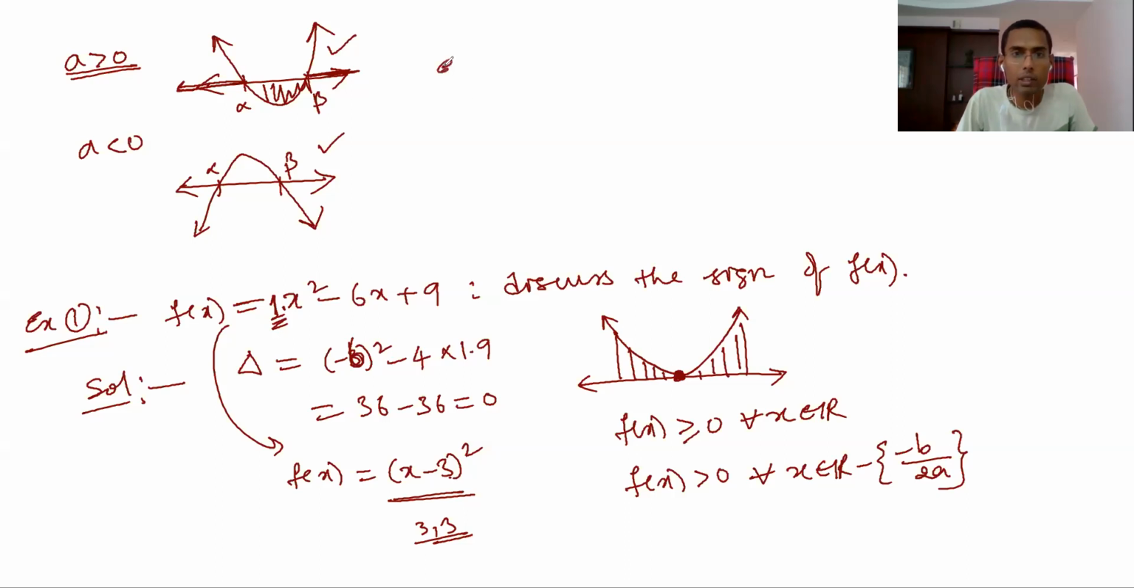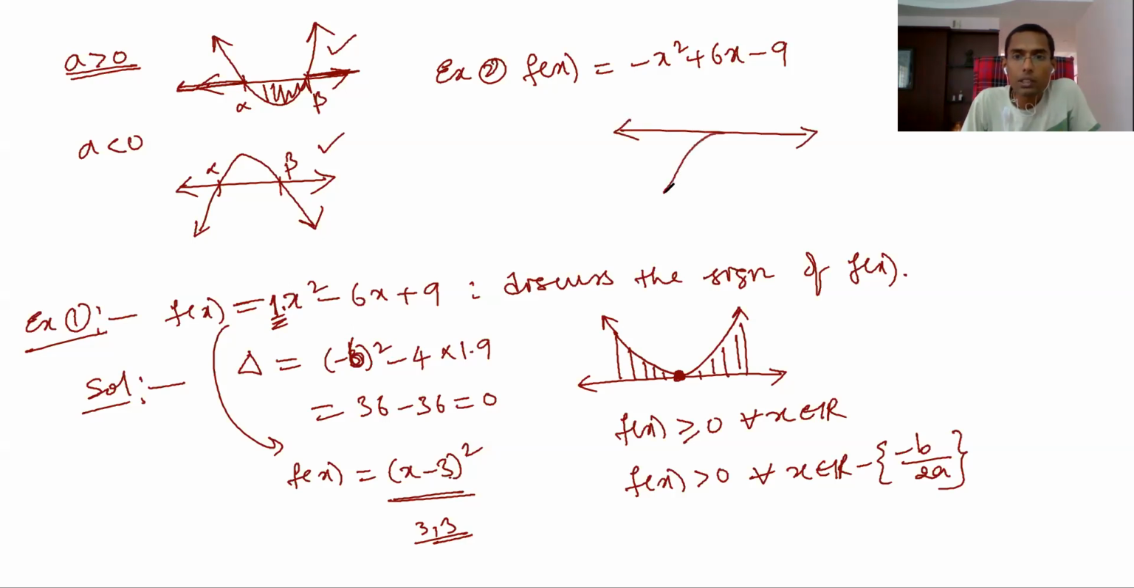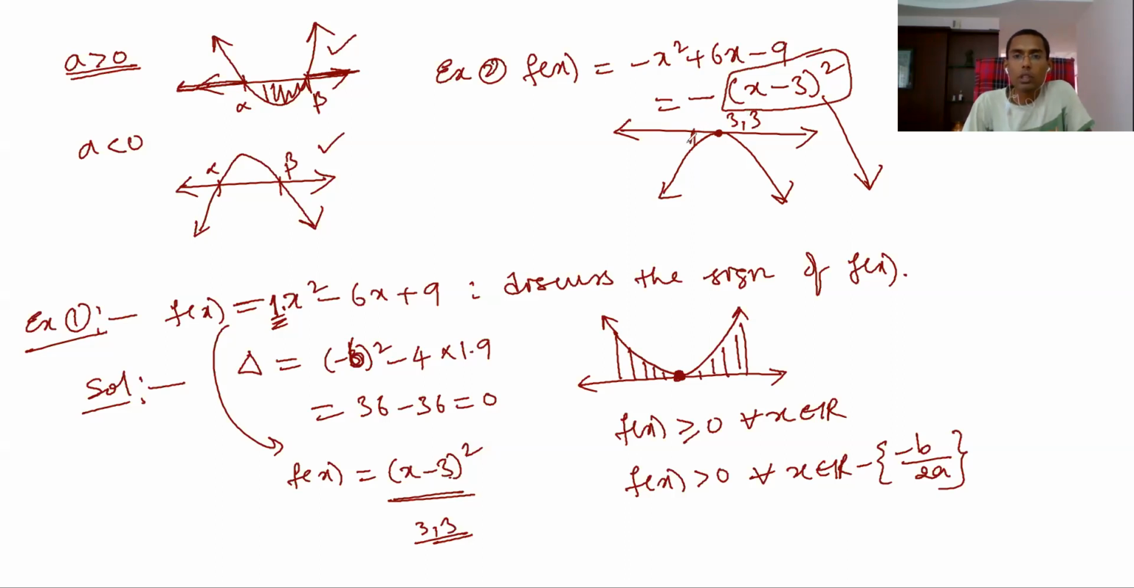So now let's take another example. f of x equal to minus x square plus 6x minus 9. This one will be like this, because if I take minus common, what are you going to get? x minus 3 whole square only. So what are the roots? 3 comma 3 only. So at 3 it is 0. For remaining values, this is very simple if you understand, except 3, any value you put, x minus 3 whole square is positive. So positive into negative is negative only. Therefore this is negative.